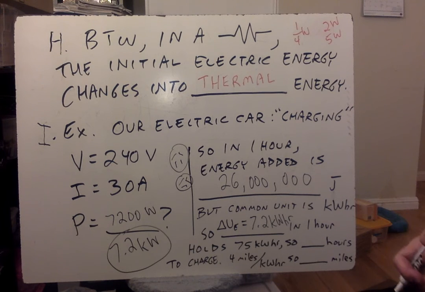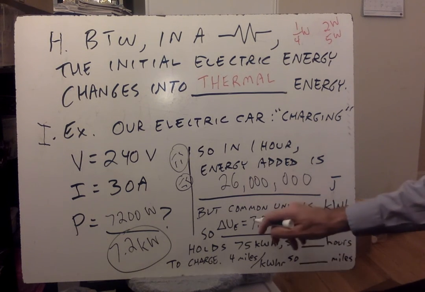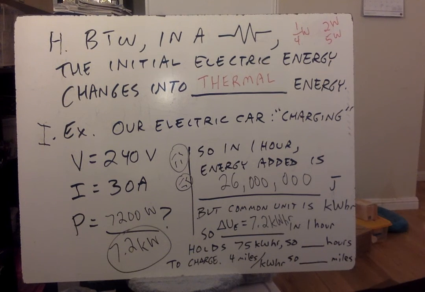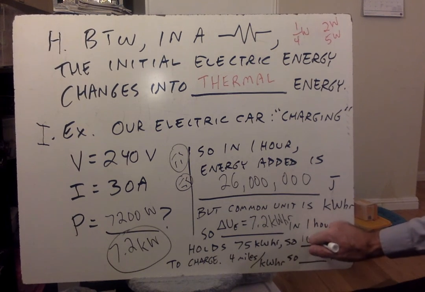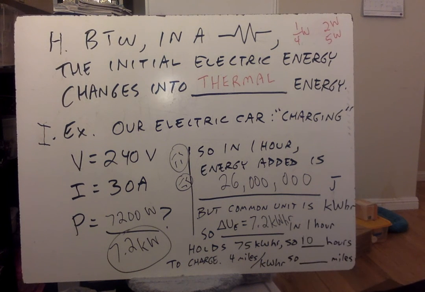It's yet another unit for energy in addition to the thermal calorie, the BTU, the nutritional calorie, the erg, the joule, and now the kilowatt hour. So the rule of thumb I just did today looking at our electric car specs: 7.2 kilowatt hours is how much energy the car receives in 1 hour. It holds 75 kilowatt hours. That's the battery capacity, 75 kilowatt hours of energy. So it takes roughly 10 hours to completely charge our car.